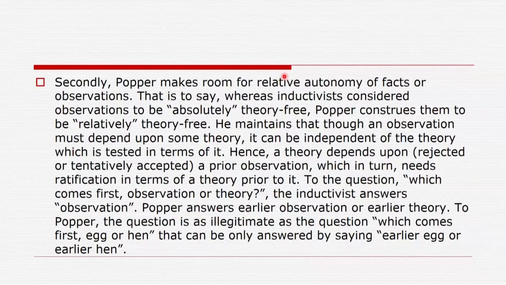A theory depends upon a prior observation, which in turn needs ratification in terms of a theory prior to it. To the question, which comes first, observation or theory? The inductivist immediately answers, you see, observation. Observation is prior. There is a unilateral relationship between observation and theory, as we have already discussed in the positivistic schema. But Popper answers: earlier observation or earlier theory? That's why I said a theory depends on a prior observation. To Popper, the question is as illegitimate as the question which comes first, egg or hen. That can only be answered by saying earlier egg or earlier hen.